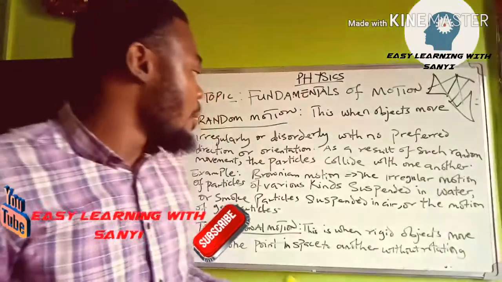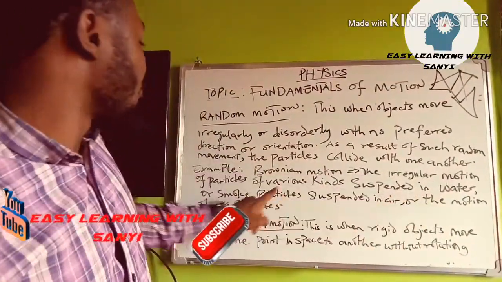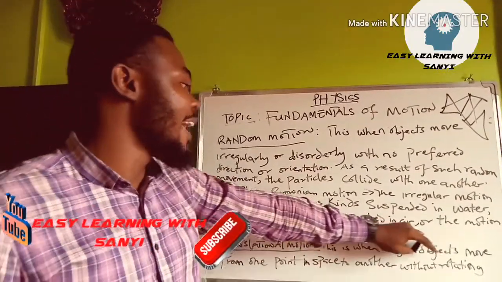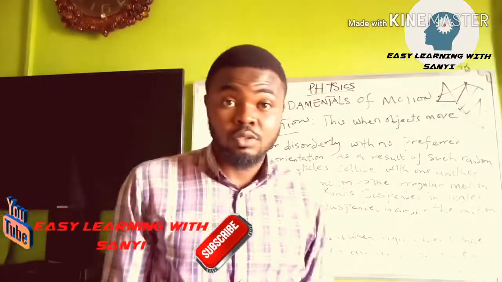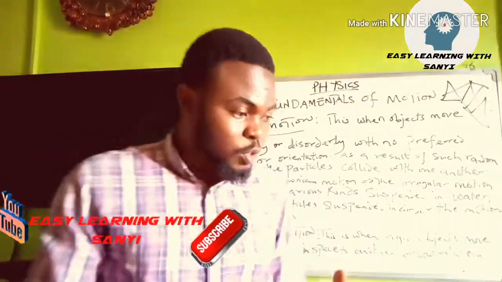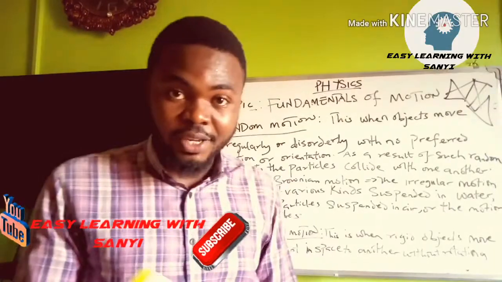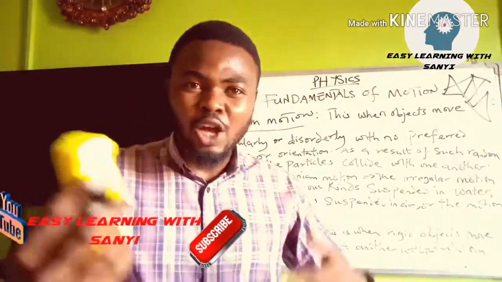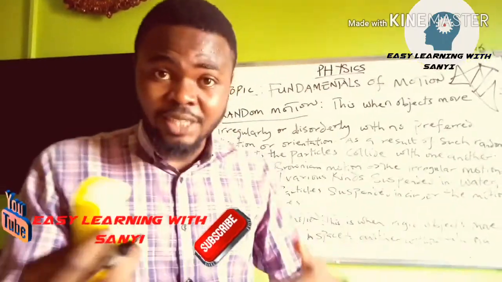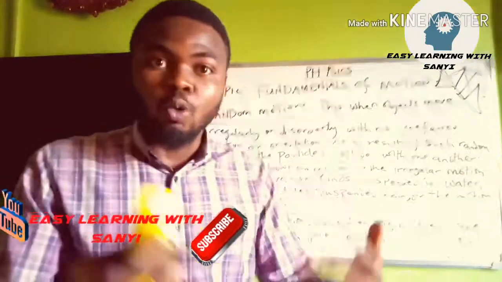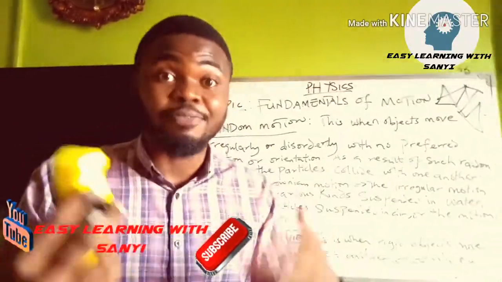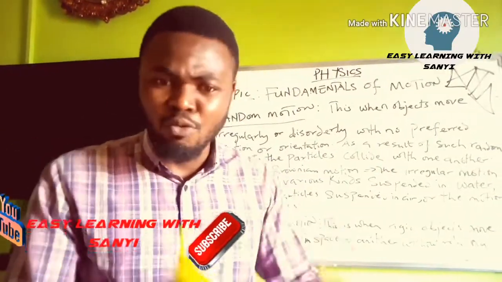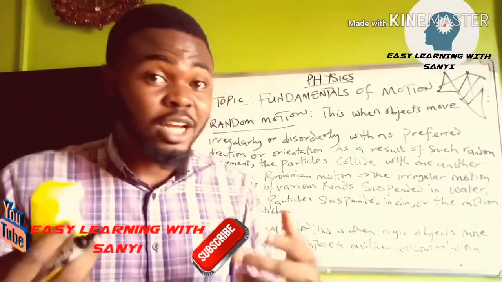What is Brownian motion? Brownian motion is the irregular motion of particles of various kinds suspended in water, smoke particles suspended in air, or the motion of gas particles. When you suspend particles in water, their movement is Brownian motion. When smoke particles are suspended in air, they don't have a particular direction of movement, so they collide with one another and don't have a specified orientation. Gas particles also move randomly. That is what we call Brownian motion.